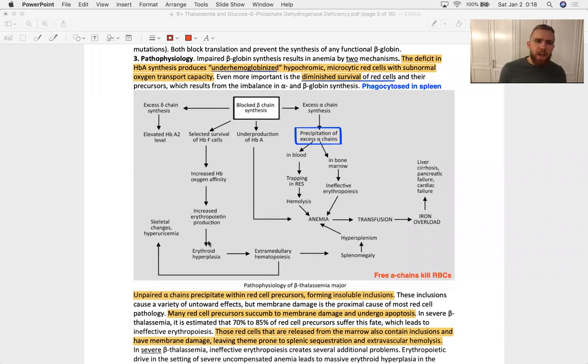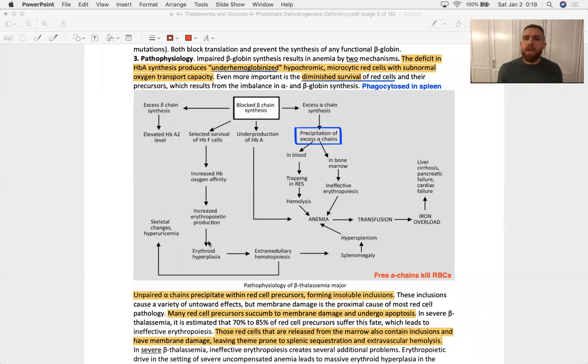The deficit in hemoglobin A synthesis produces underhemoglobinized hypochromic microcytic red cells with subnormal oxygen transport capacity. So why are they small cells? Because they don't have a lot of hemoglobin. So when they're in the marrow, these red cell precursors undergo additional mitoses in an attempt to boost that concentration of hemoglobin intracellularly. So once they get out in the bloodstream, these red cells still have diminished survival.